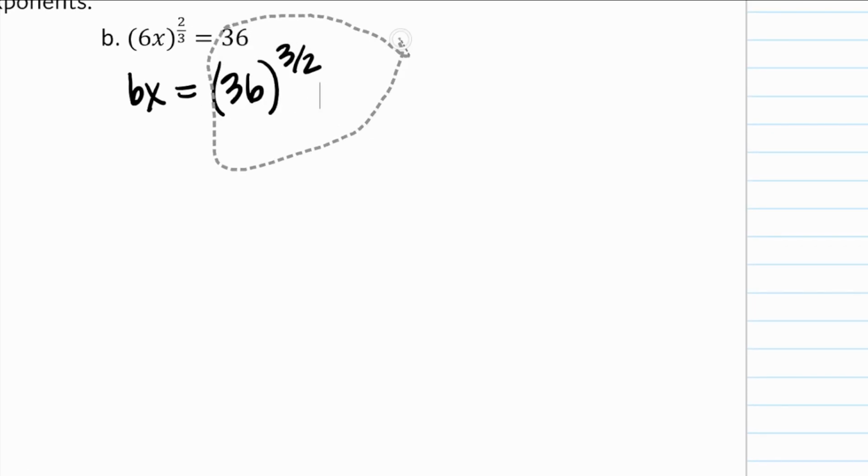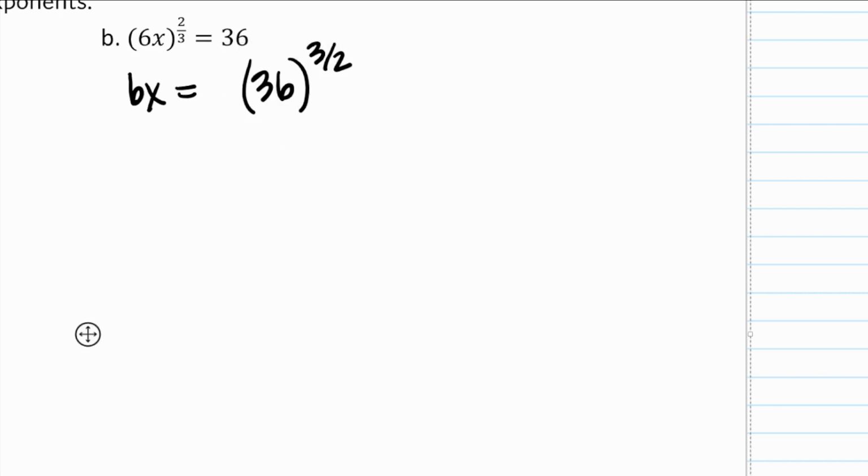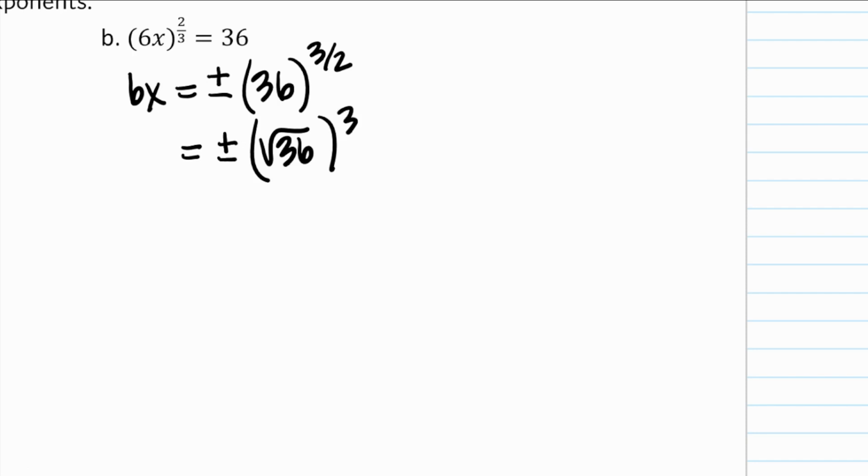So next one, 6x taken to the 2/3 is 36. So I'm going to take both sides because I've got the 6 inside the parentheses. I'm going to get rid of that 2/3 by taking both sides to the 3/2. But when I'm taking both sides to the 3/2 power, what I'm doing is taking the square root of both sides and cubing. So when I take the square root of both sides of an equation, I do need to remember the plus or minus. So I'll have that in there. And then I'll say, all right, 36 to the 3/2 is the square root of 36 cubed. Okay, so 6 to the 3, we've seen that a few times recently, that's 216.